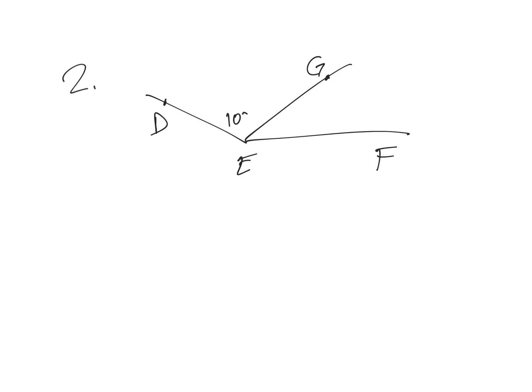Let's do some things here. D, E, F, G. Guys, stop talking. Start writing. 100. This is 55. Find the measure of angle DEF and classify it. So first of all, the measure of angle DEF is 155 degrees.